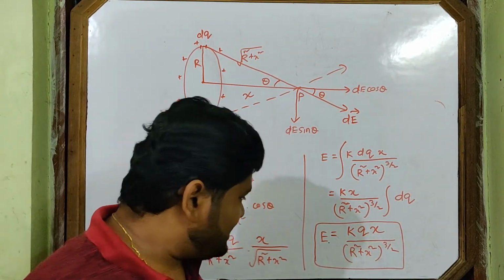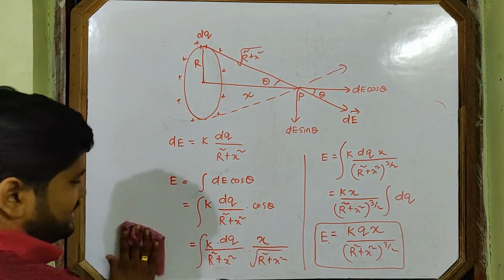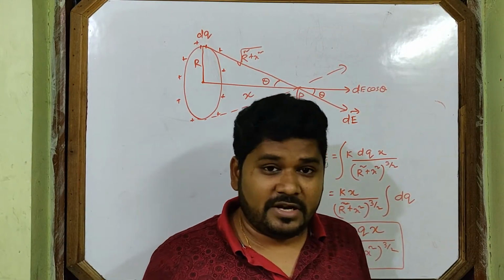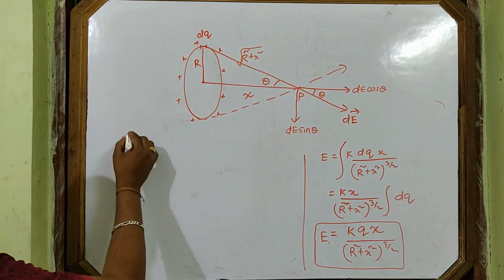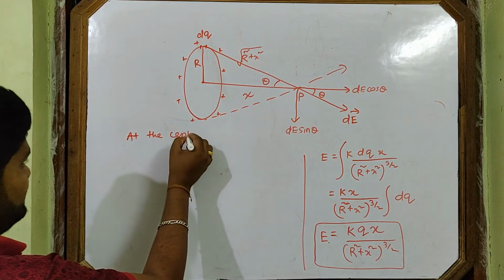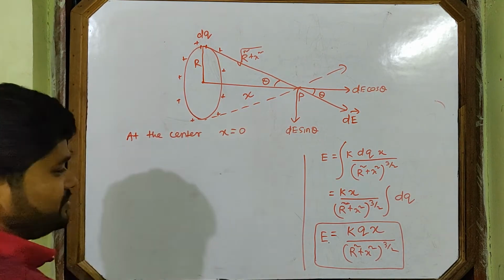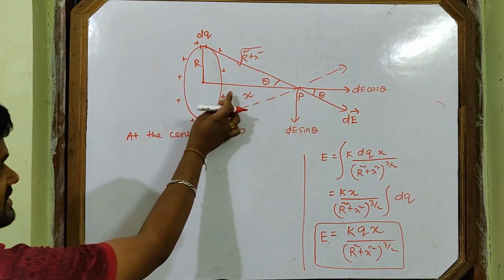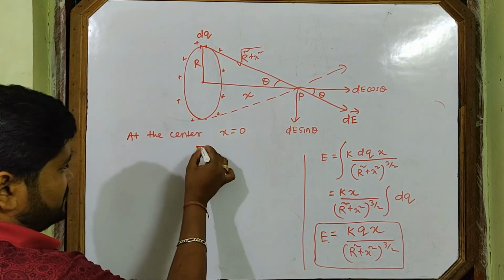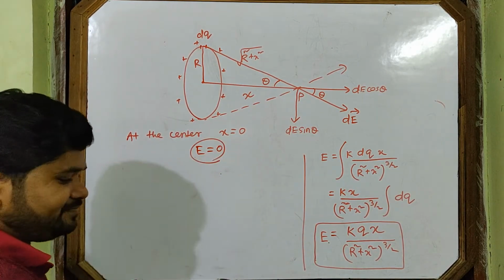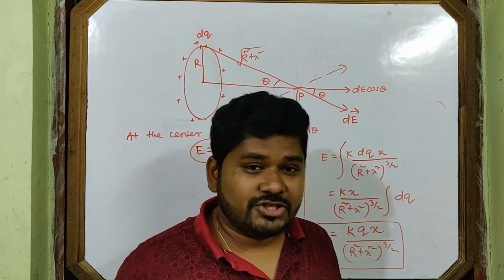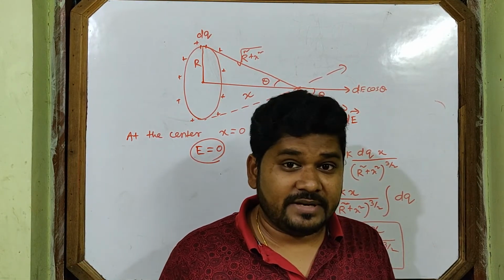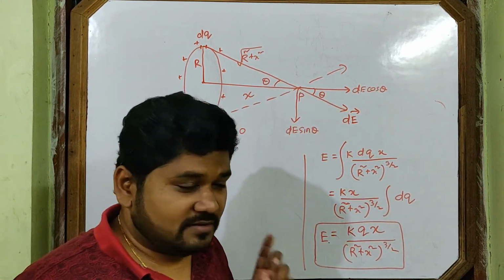Let's discuss one special case here. What about the electric field at the center of the ring? This may come as an MCQ question or a fill in the blank question. At the center, what is the value of x? x is equal to 0, because point P will come to the center; x decreases and becomes 0. When it becomes 0, what about the E value? E value is 0. At the center, electric field is 0. You remember, at the center of a charged ring, electric field is 0. It's an important line.